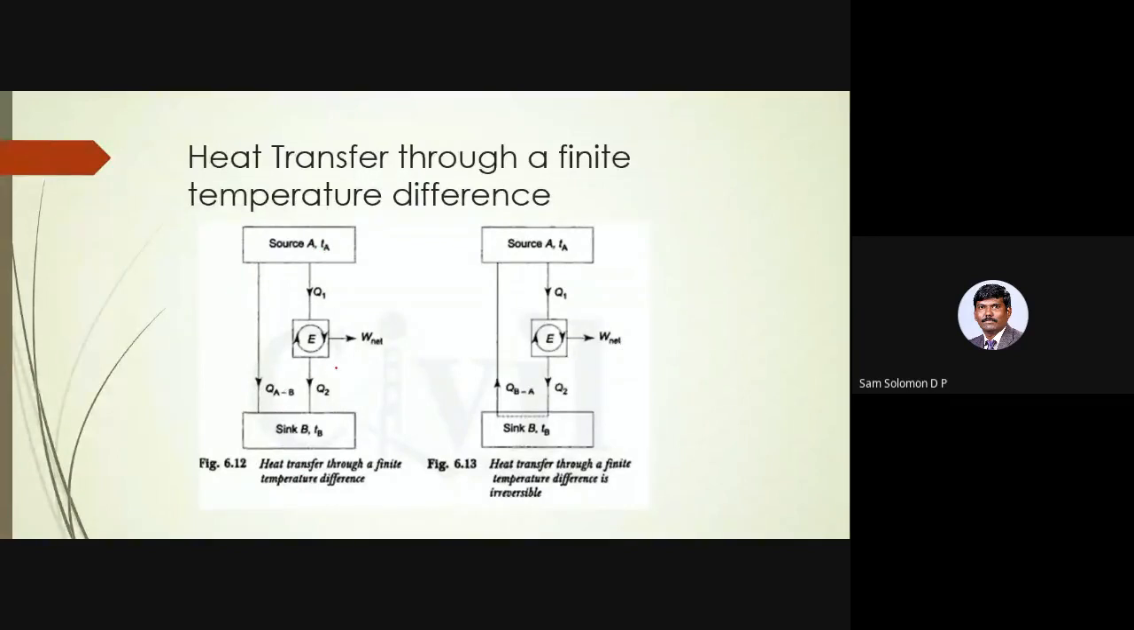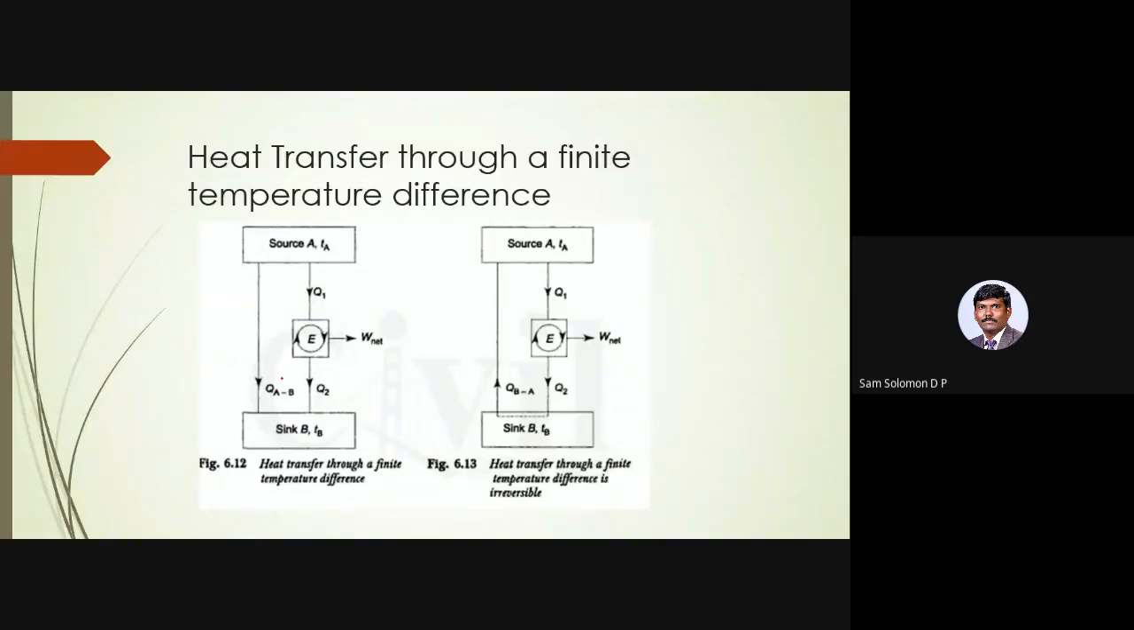Apart from this heat engine, I have a heat transfer which takes place between the source and the sink. Away from the heat engine, I have a separate heat transfer QAB. Okay, so this is a heat transfer through a finite temperature difference. Let's assume that the heat transfer through a finite temperature difference is reversible.